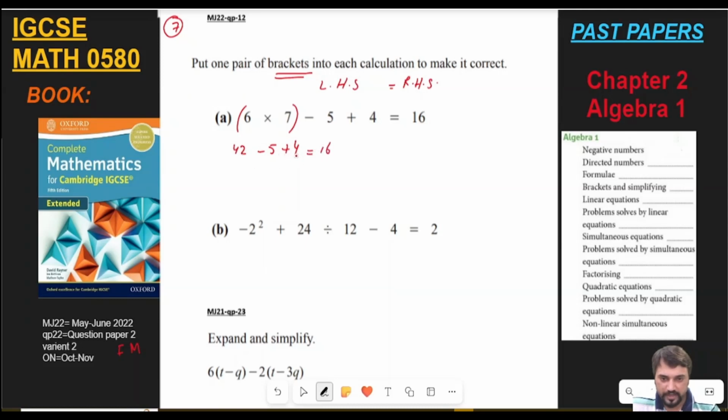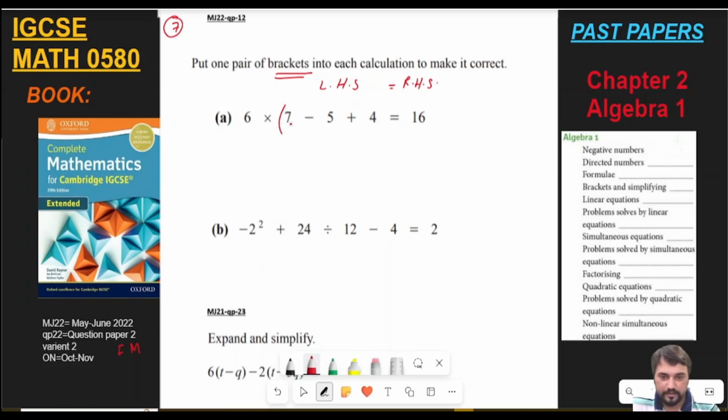42 plus 4, as I can see that I will get 41 after solving this. 42 plus 4, that is equal to 46, minus 5 is equal to 16. So 46 minus 5 does not equal to 16. So this is not right. So what should we do now? Okay, first I'm going to erase it.